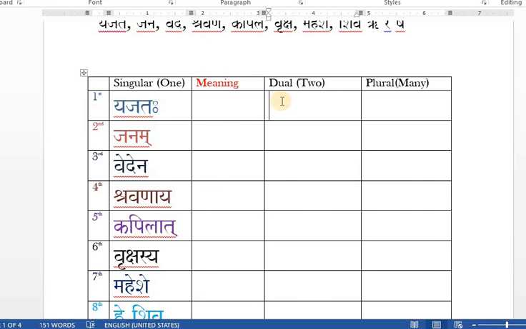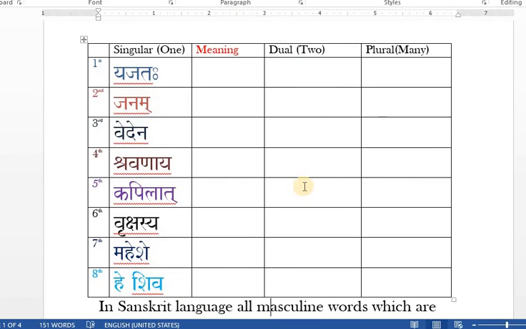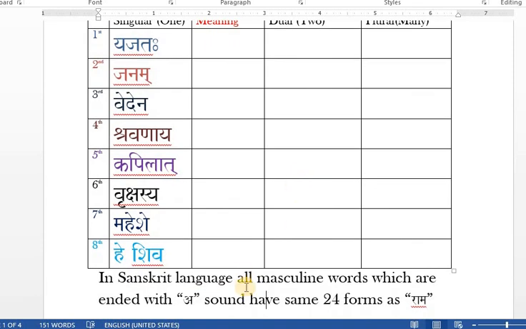Yes, sir. Yajataha, it would be like Yajatau, like this. Dual, just like Rama, alright? Like this, make the different tables, different suffix cases, forms. In the Sanskrit language, all masculine words which end with the a sound have the same 24 forms as Rama. Alright?